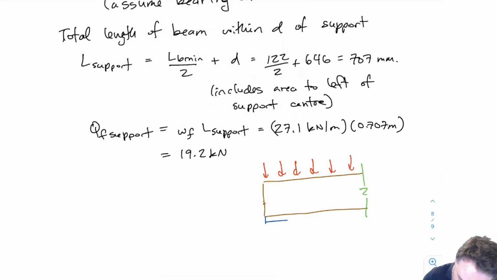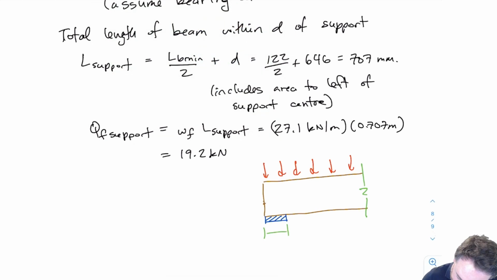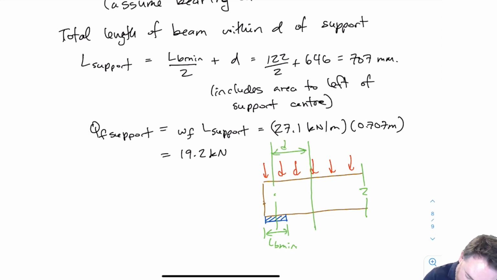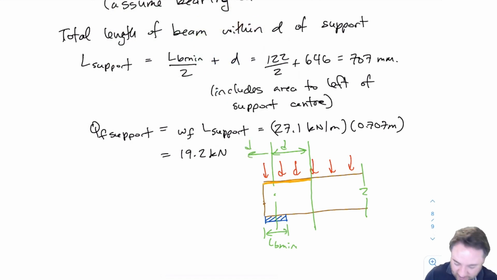We have our LB min here. And we need to find out which loads we need to include within d of the support. So we're going to go out here for d. And we need to include this entire surface here because we have d on both sides, right? So on this side, d goes this way, goes off the edge of the beam. And so this total length here is our L support.